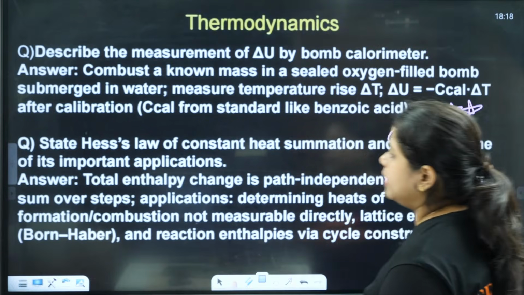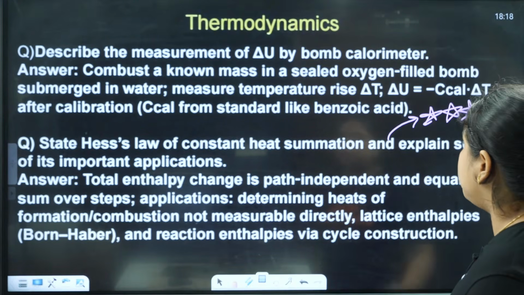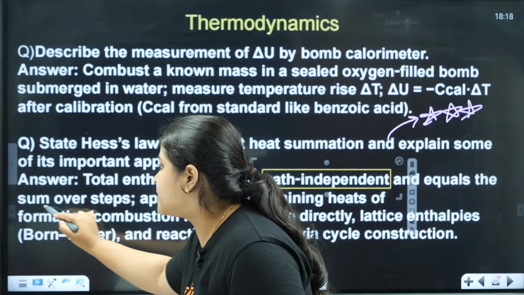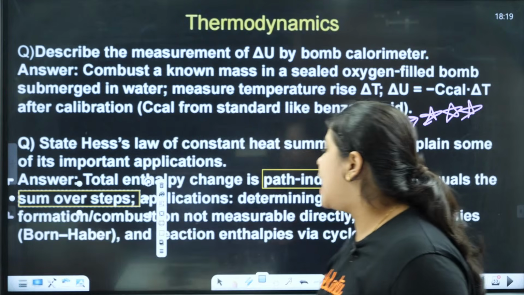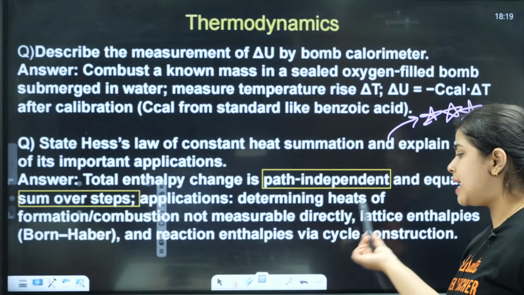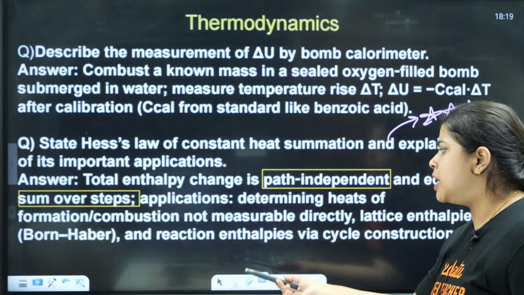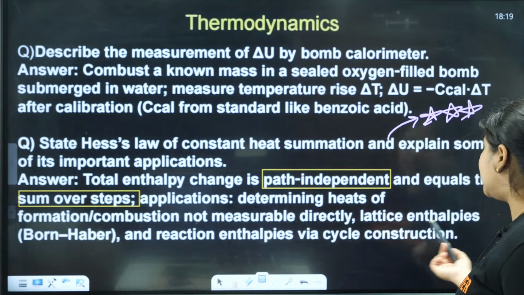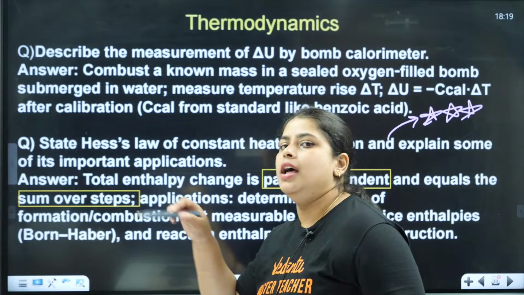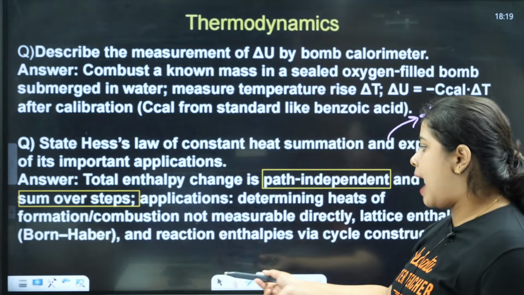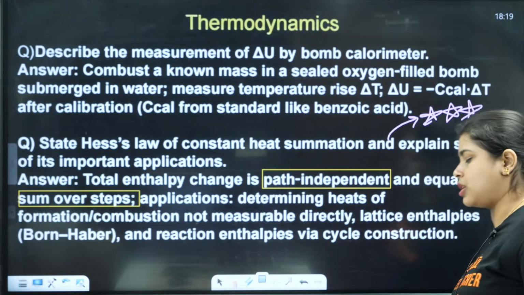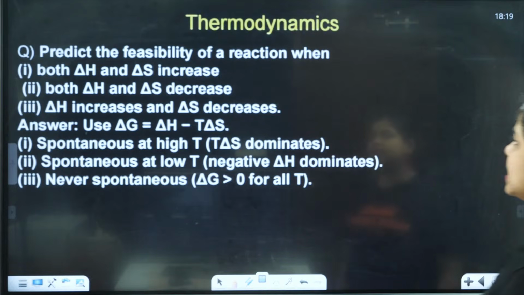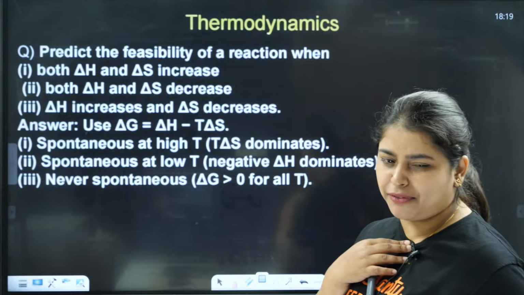Question. Next. Total enthalpy change is path independent and equals the sum over steps. And applications are going to be what? Determining the heats of formation or combustion that are not measurable directly, and lattice enthalpies like Born-Haber, for example, and reaction enthalpies with cycle constructions. Clear?